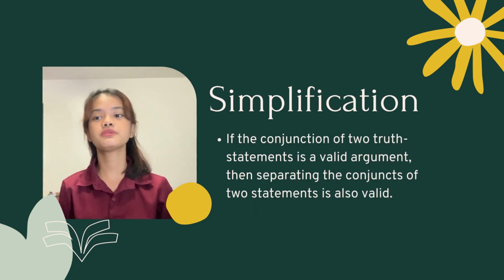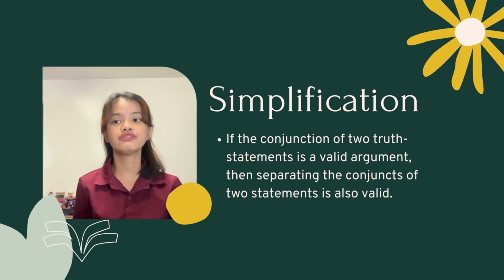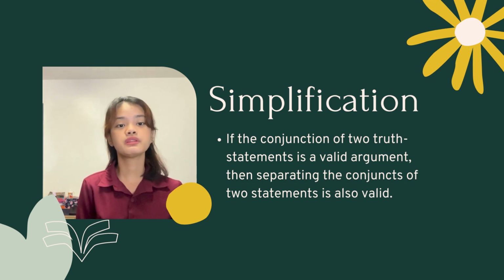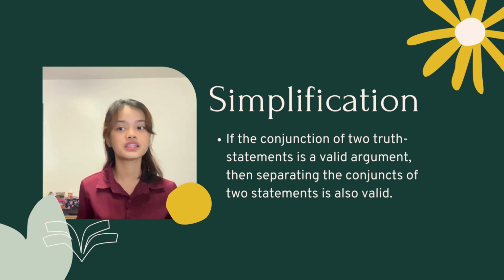Next type of valid argument form is simplification. If the conjunction of two truth statements is a valid argument, then yung pagsiseparate sa conjuncts of two truth statements is also valid. Sa pagsiseparate nga ng conjuncts, nape-preserve din yung truth value. In short, sa simplification, pwede tayong mag-conclude ng isang statement mula sa bagong statement na nabigay natin.